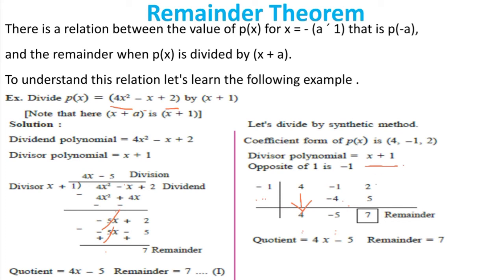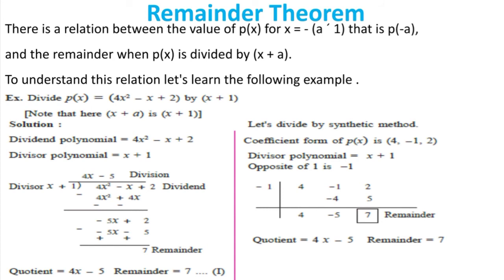Here the remainder is 7 and the coefficients of the quotient are 4 and minus 5. The variable is x, that's why 4x minus 5. The quotient is 4x minus 5 and the remainder is 7. Here also the quotient is 4x minus 5 and the remainder is 7. It's the first equation.